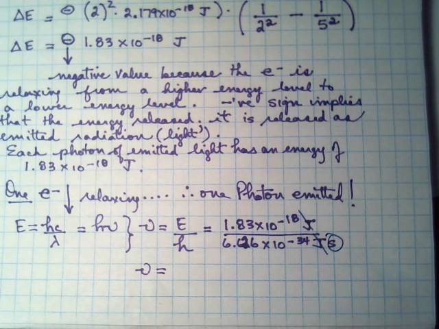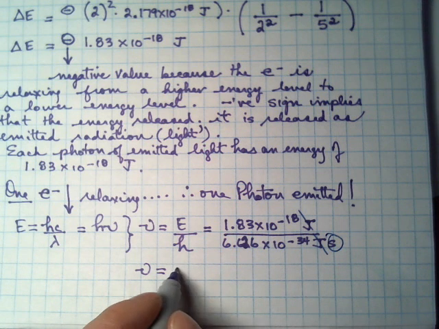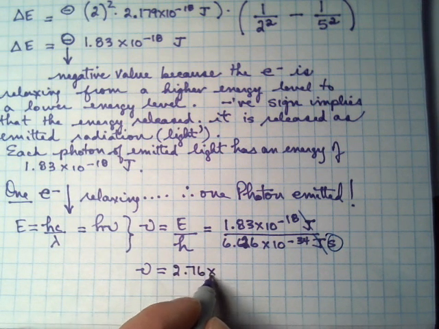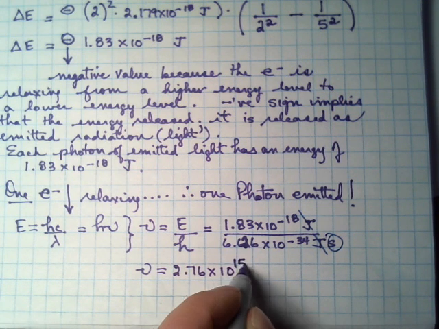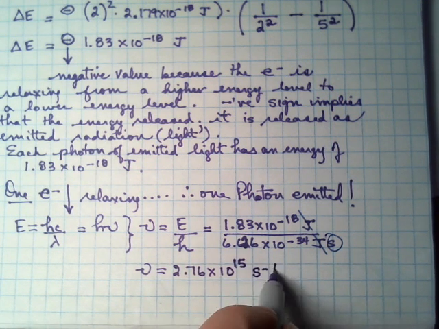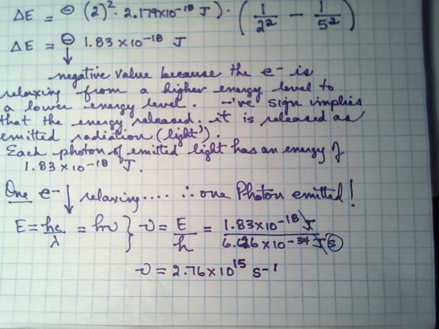Oh, I didn't actually calculate it yet. Okay, I'll put it in the calculator. So you can do the same: 1.83 exponent 18 minus, that's how it goes in on my calculator, divided by 6.626 exponent 34 minus, equals 2.76 times 10 to the positive 15, that's seconds to the minus 1, or hertz if you like. So that's the frequency of the radiation.